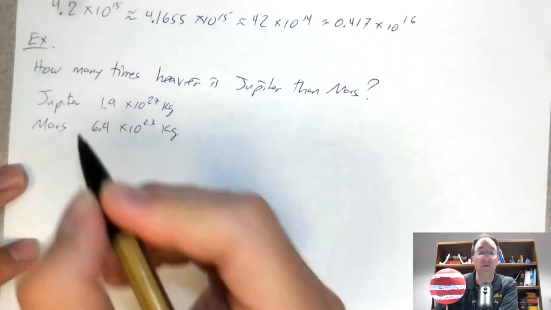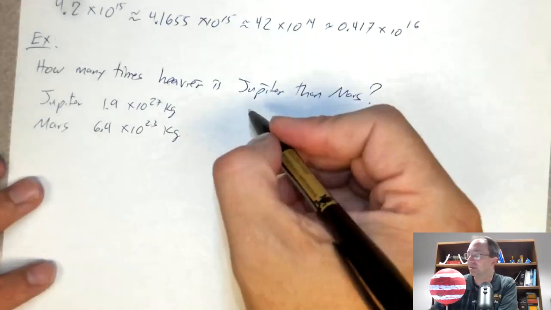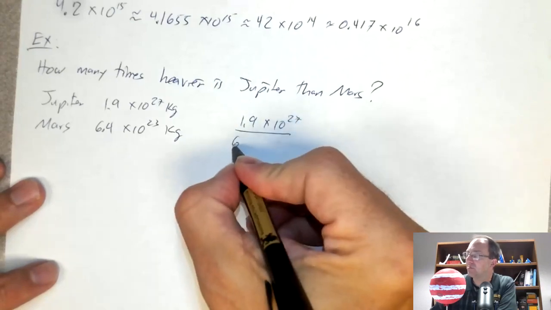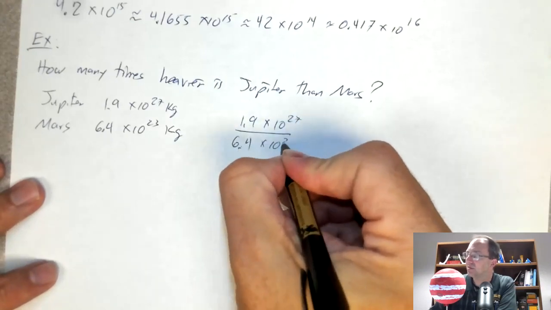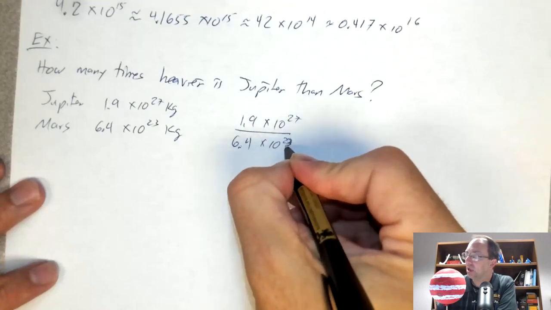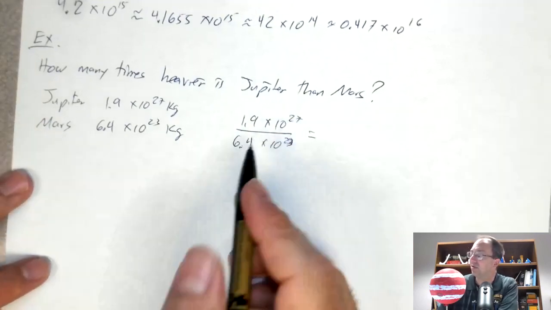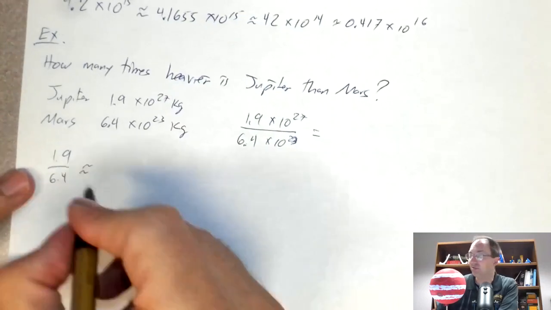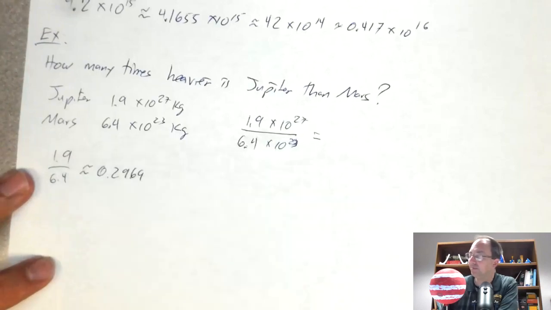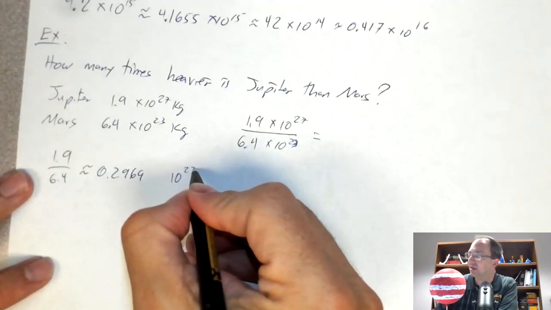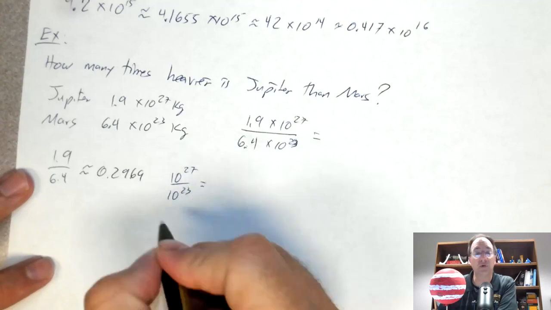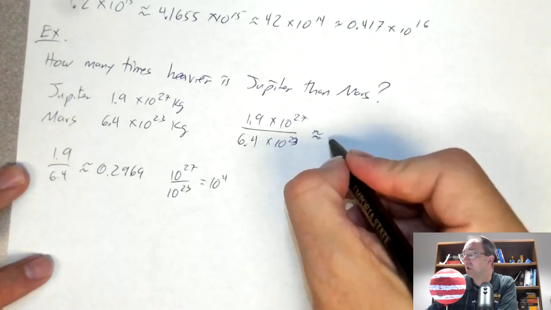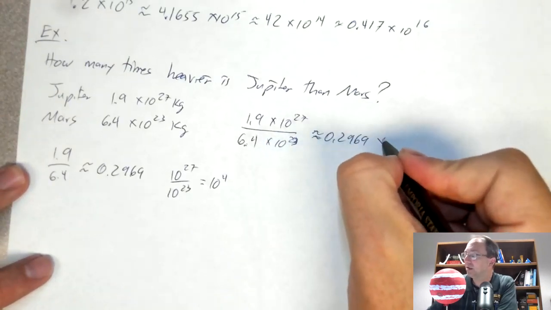And so then we can just divide one by the other and get a feel for what that difference is. So if we do 1.9 times 10 to the 27th divided by 6.4 times 10 to the 23rd, then basically what we need to do is figure out what is 1.9 divided by 6.4, which if we punch that into a calculator, we get about 0.2969. And then what is 10 to the 27th divided by 10 to the 23rd, which of course we subtract the exponents and we get 10 to the 4th. And so that's our answer. So approximately anyway, 0.2969 times 10 to the 4th.